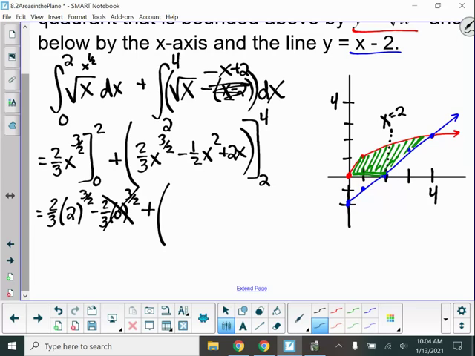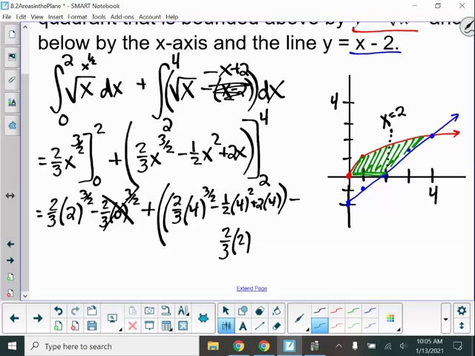So with 4, we have 2/3 times 4 to the 3/2 power minus half of 4 squared plus 2 times 4. And then minus plugging in the 2. And I'm actually going to have to write this down in this next line because I'm running out of space here. 2/3 times 2 to the 3/2 power minus 1/2 times 2 squared plus 2 times 2.